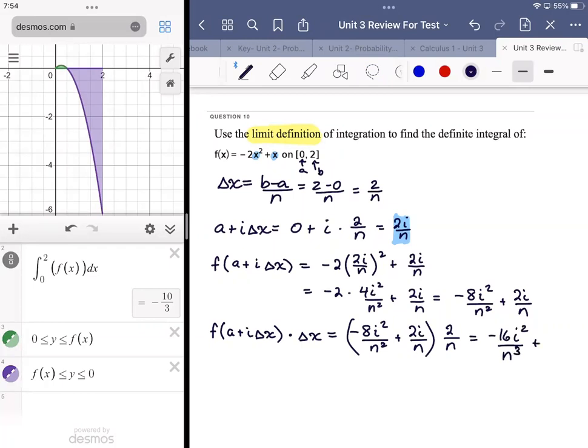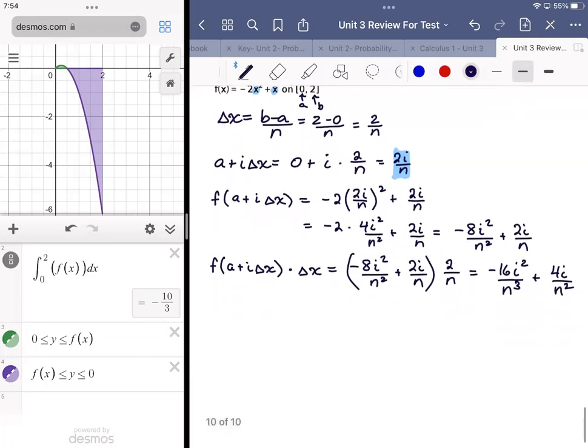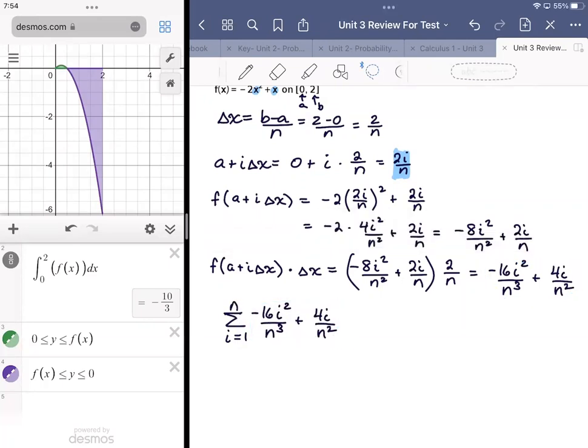plus 4i over n squared. So then things get uglier before they get cleaner, but they will get cleaner, but we do have to apply the summation. So the sum from i equals 1 to n of this. But we can split this up by the plus sign. So that would be the sum.